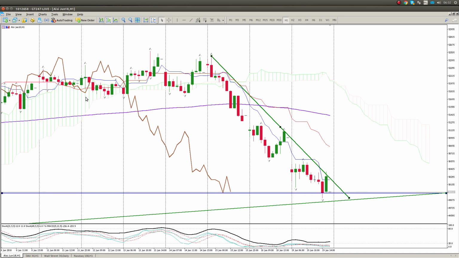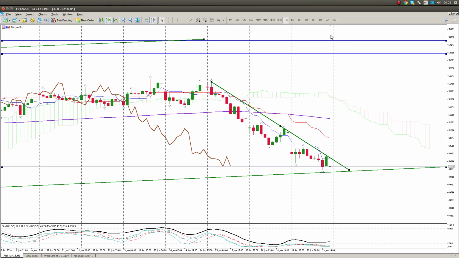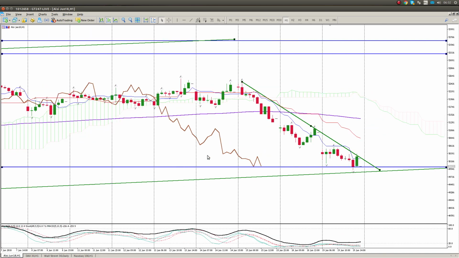Okay, so that's the play that we'll be doing today, and we're looking for this level here to get hit. So we're looking for a good 3,000 points here. Anyway, guys, that's my view on the Aussie today and what I'll be playing this week.